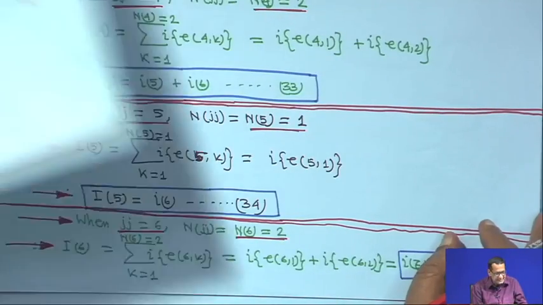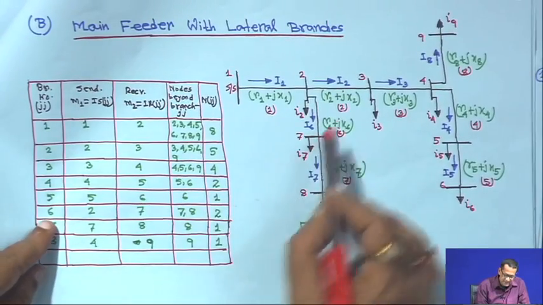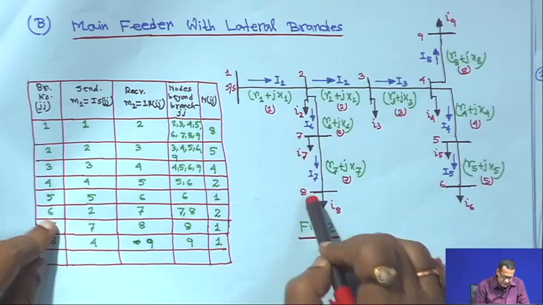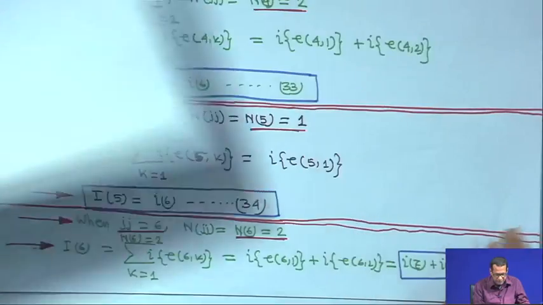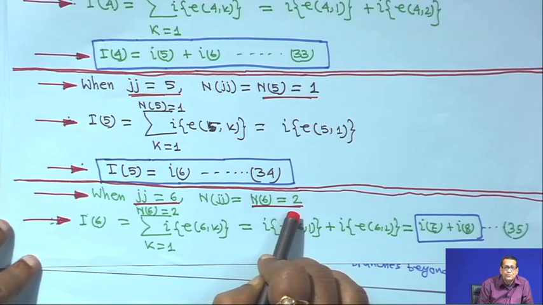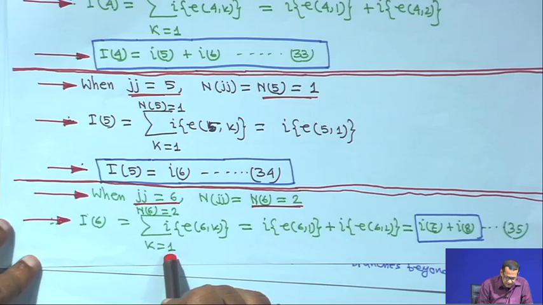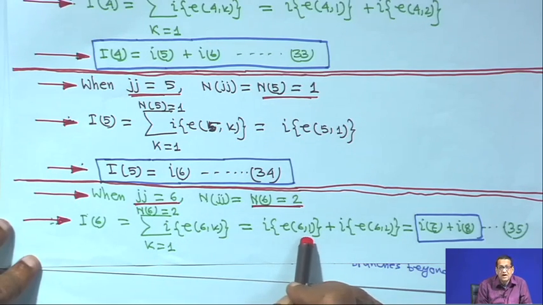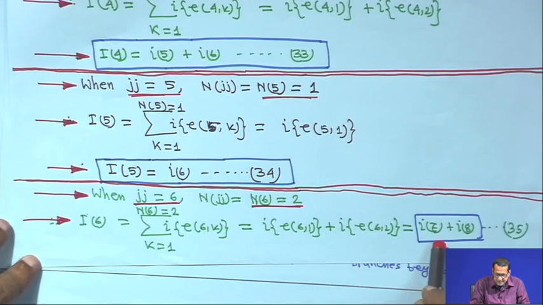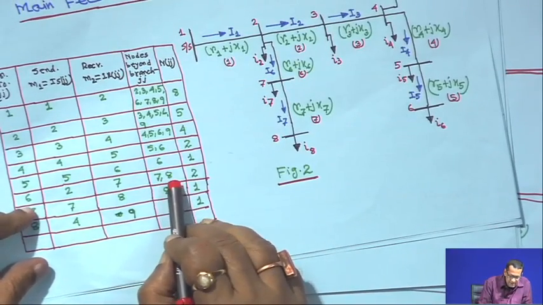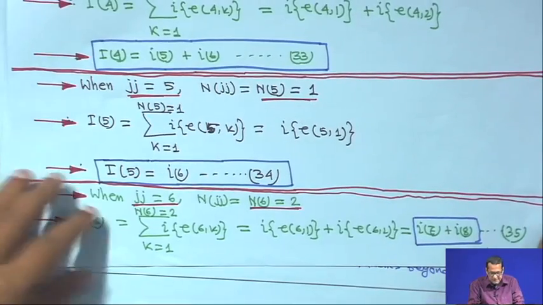So, when Jj is equal to 6, that means this side is branch number 6, where there are two nodes, 7 and 8. So, N6 is equal to 2. When Jj is equal to 6, Njj is equal to N6 is equal to 2. That means capital I6, sum over k is equal to 1 to N6 is equal to 2 of I e6k, that is I e61 plus I e62. Basically it is I7 plus I8, because these are the elements e61 and e62 explained previously, and from the table also e61 is 7 and e62 is equal to 8. So, this is equation 35.